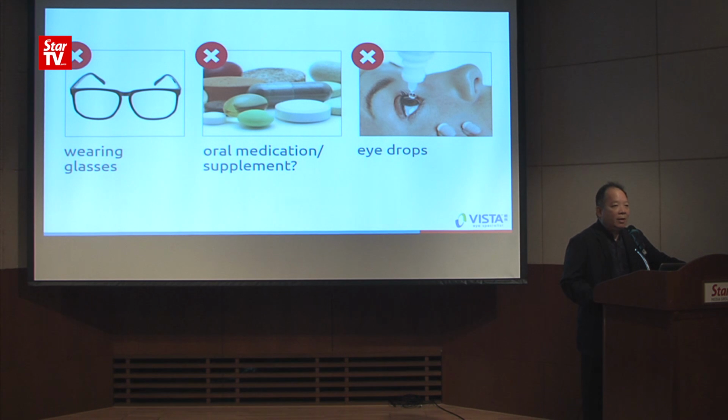Oral medication, some patients say, can I take some medication and get rid of my cataract? No, oral medication like antioxidants does help to slow down your cataract process, but it doesn't remove your cataract. Your cataract still occurs.